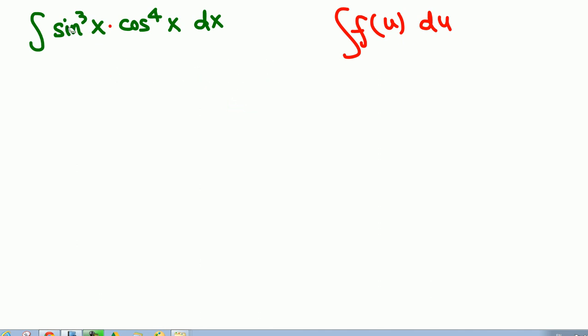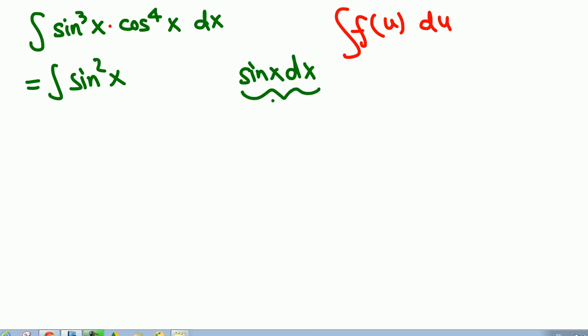Let's try to write sine cube as sine square and 1 sine, all the way there, sine x dx. We are trying to make this some du part, and there is a cosine fourth. Sine is the derivative of cosine. In fact, derivative of cosine is negative sine. So can we rewrite the whole product as a function of cosine? Then it will be a function of cosine, and derivative of cosine is negative sine.